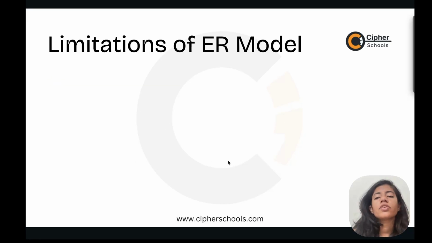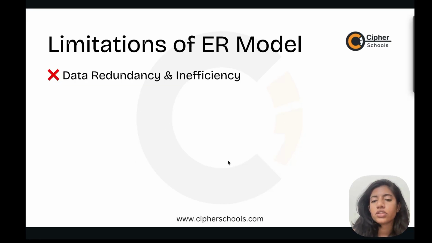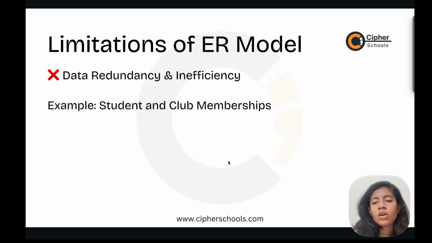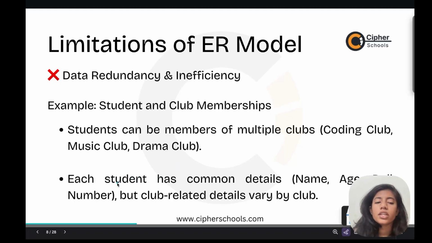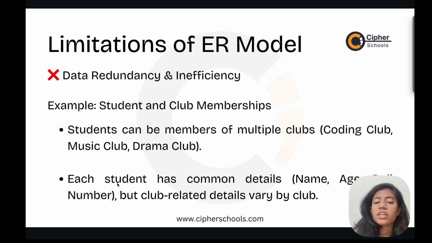The next limitation is data redundancy and inefficiency. Consider an example where a student is a member of a club. If you create all the clubs as different entities, you will end up storing the data of the same student again and again in all the clubs' databases, right? A student can be a member of multiple clubs like coding club, music club, or drama club. Each student has some common details like name, age, roll number, but club related details may vary from one another. If we store that again and again, that is going to cause redundancy, and it is not going to be efficient. So these are the drawbacks.